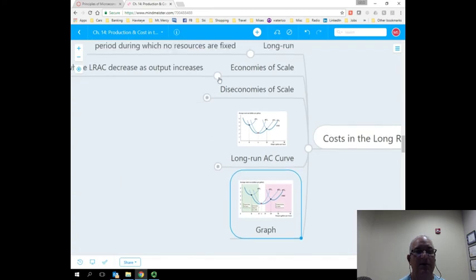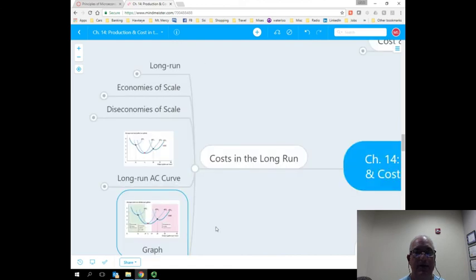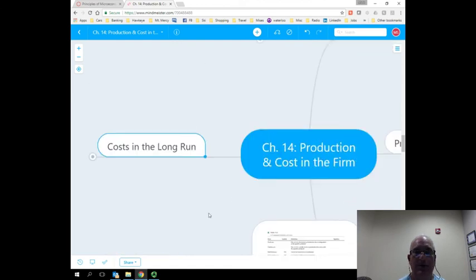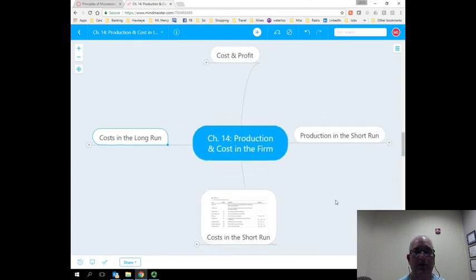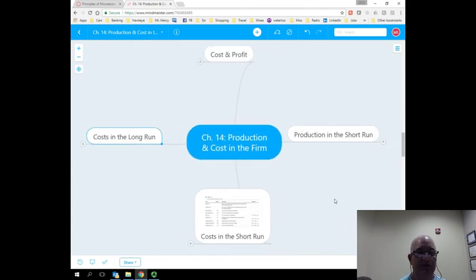So that is the story about production and cost in the firm. Again, hopefully this was helpful to you. It's just kind of a verbal and visual discussion of what's going on in Chapter 14.